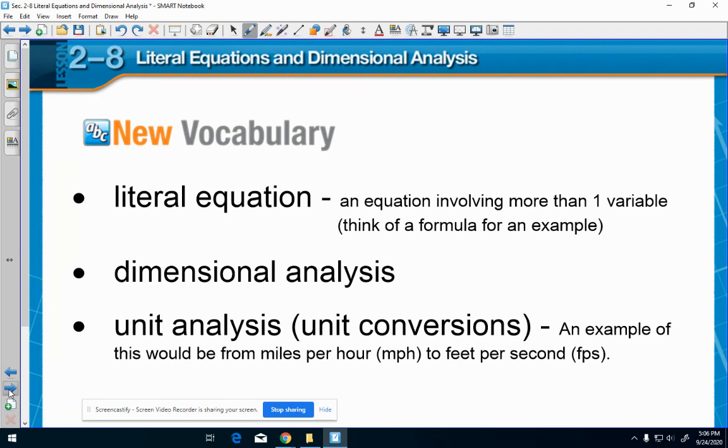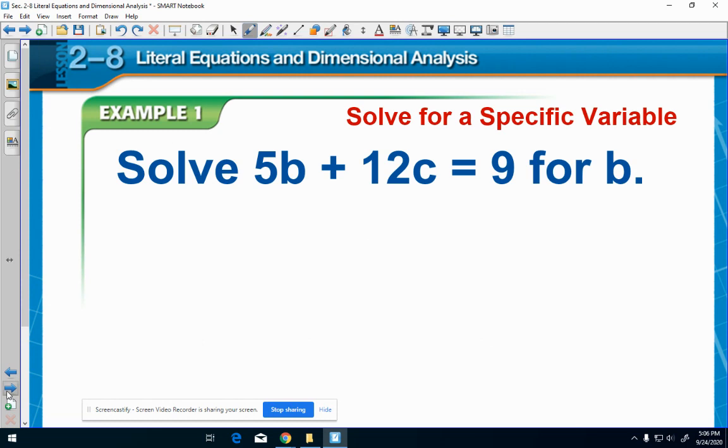And then lastly, dimensional and unit analysis. Unit analysis could be thought of as a unit conversion. So maybe instead of miles per hour, you can see there it says, hey, what about feet per second? Okay, so we'll talk about making that conversion. This one here we use in science all the time. So I'm sure you guys have seen it.